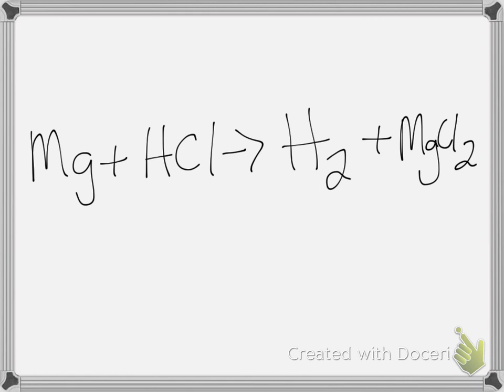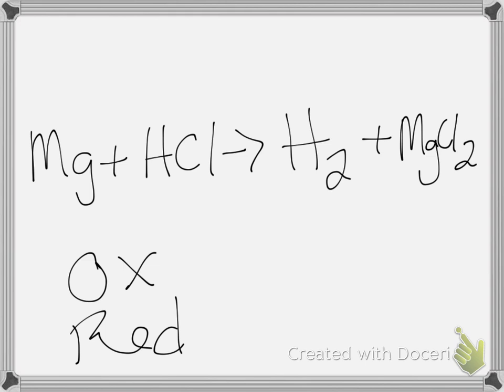So what you need to do with the people around you is, from this equation, I need to know what's oxidized and what's reduced. First off, you need to make sure that it's not a trick question. Is this a redox type of reaction? Yes, because it's not double replacement. So yes, there will be an oxidizer and a reducer. You need to find it. Go.